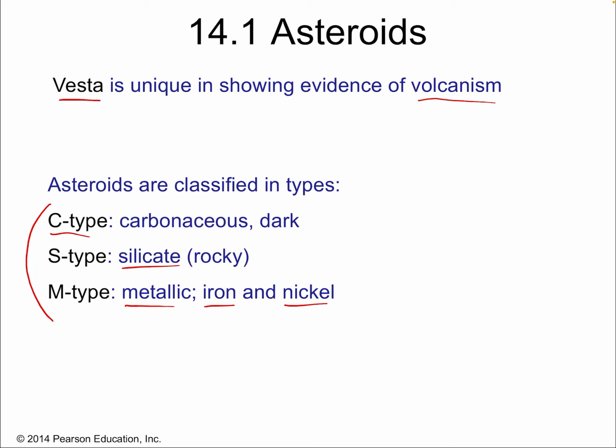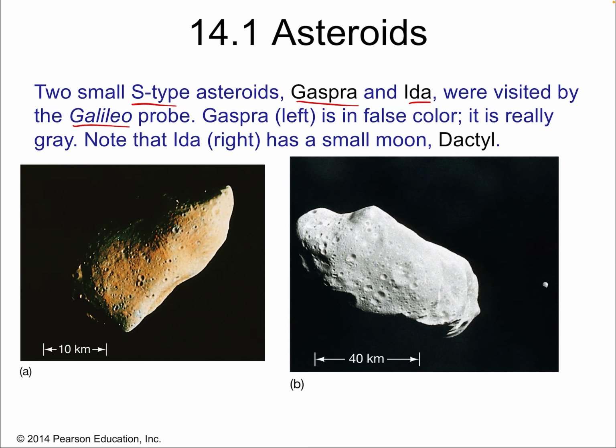Okay, so here are two small S-type, that's the silicate type asteroids, Gaspra and Ida. All right, they were visited by the Galileo probe, which is one of the few probes that has actually gone to an asteroid. All right, and here Gaspra is in false color. It is really quite gray. And then notice that Ida has its own moon, Dactyl. All right, so here is Dactyl, the moon of Ida.